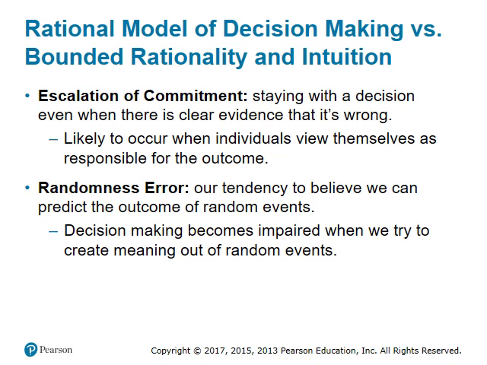If you stopped now, you could save the company $2 million and 5 months of time. But a lot of times people will continue on with the project because they look at it instead like they've already spent 7 months as well as $3 million. Another bias is randomness error, which is rooted in our tendency to believe we can predict the outcome of random events. Decision-making becomes impaired when we try to create meaning out of random events.